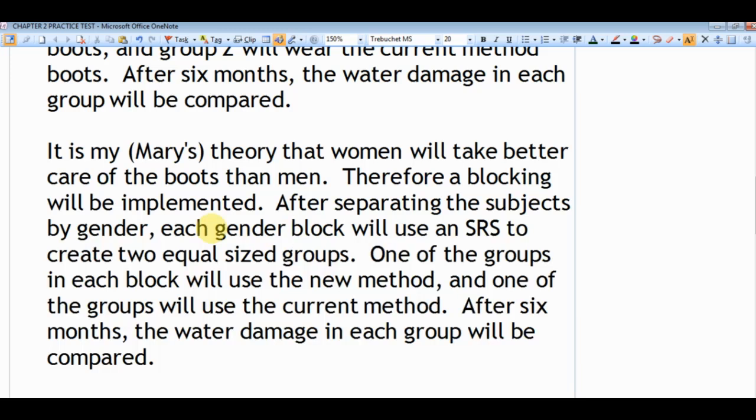Note it's nice and clean. There's not a lot of redundancy. You mention, of course, that each block is separated into two groups, and then you have what each block is going to do. Any big questions on the block design? Yeah.